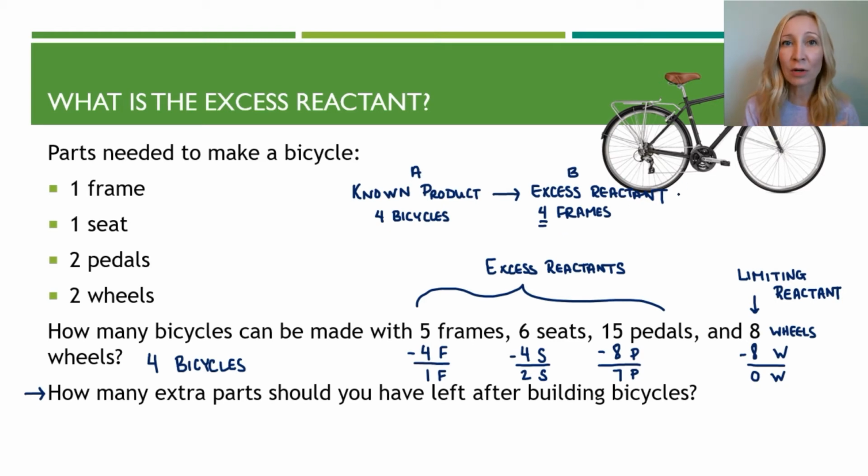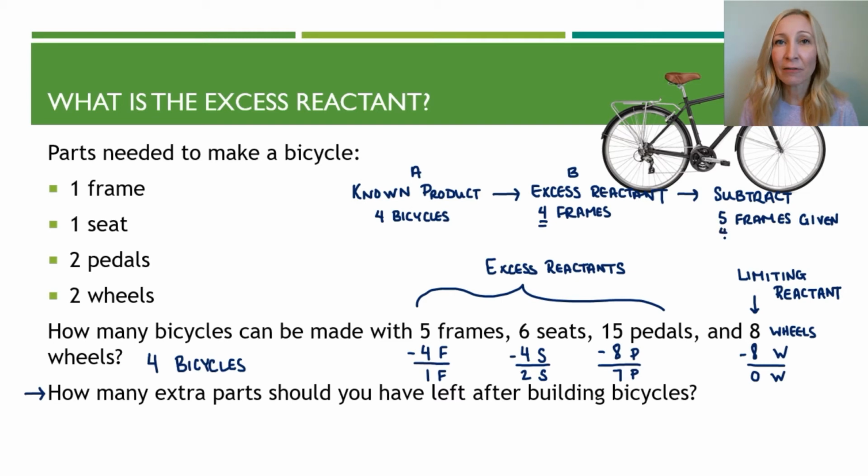So we solved for frames in this example, and we got 4 frames. Now that's how much we need. We know we need 4 frames, but we have 5 frames. This leads us to a subtraction problem. We are given 5 frames, and we need 4 frames. We take what we're given, we subtract what is needed, and we are left over with 1. We have 1 frame left over.